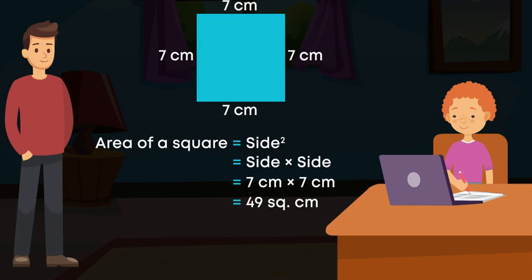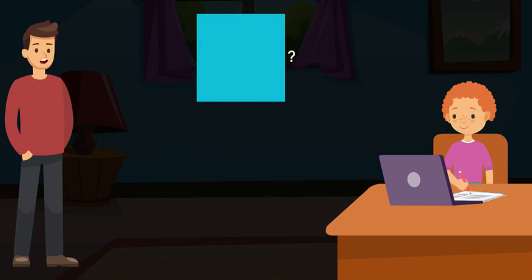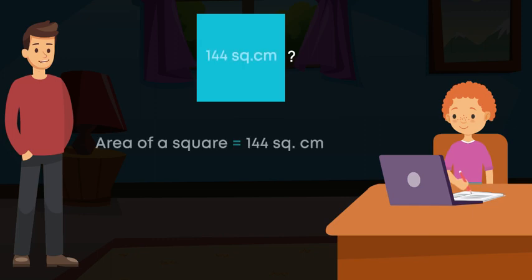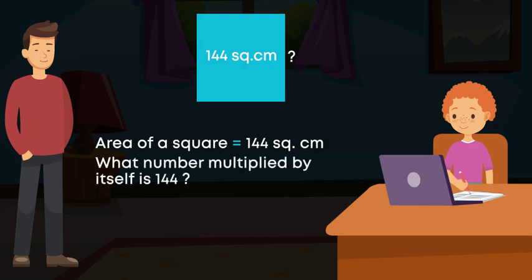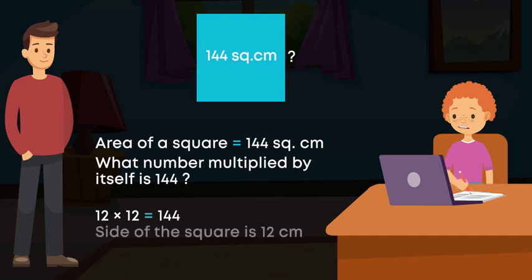That's correct. Now, what is the side of the square whose area is 144 square centimeters? Okay, that is tricky. How will I find that? Try to find the number which, when multiplied by itself, gives 144. 12 multiplied by 12 is 144. So, the side of the square with area 144 square centimeters is 12 centimeters.